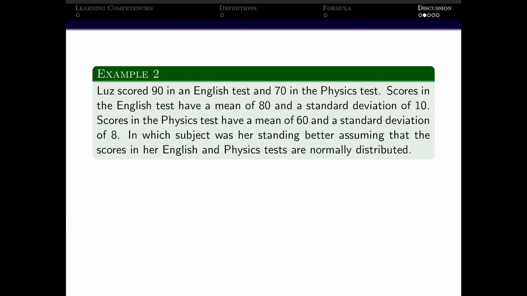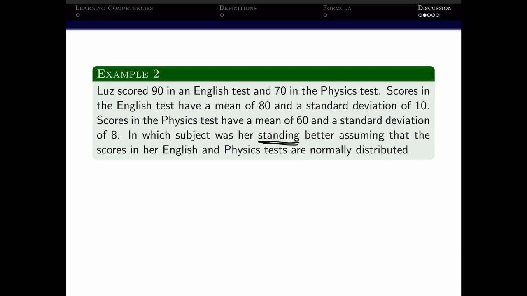Okay. And example number 2. Luz scored 90 in an English test and 70 in the physics test. Scores in the English test have a mean of 80 and a standard deviation of 10. Scores in the physics test have a mean of 60 and a standard deviation of 8. In which subject was her standing better, assuming that the scores in her English and physics tests are normally distributed? The key word here is standing. Standing, ranking.